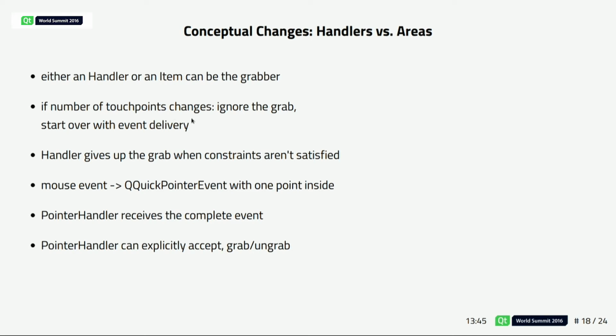But there's also, if the number of touch points changes, like with the pinch area case, if you have both a pinch area and a drag handler, then when you start dragging with one finger, that's one thing. If you start dragging with two fingers, then the original drag handler is not satisfied anymore because it sees that there are two fingers and that's not relevant to it. So it should actually give up the grab so that the pinch handler can take over. So handlers in general should give up the grab when their constraints aren't satisfied.